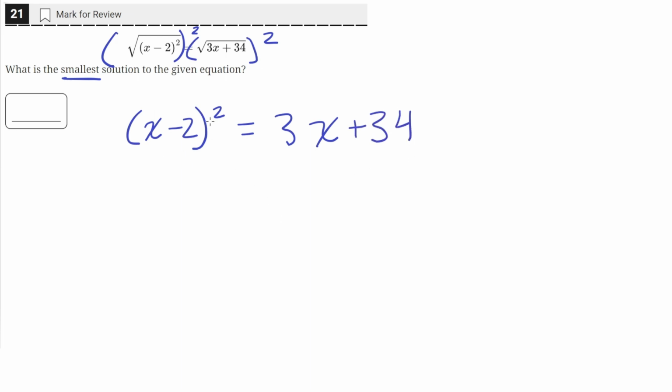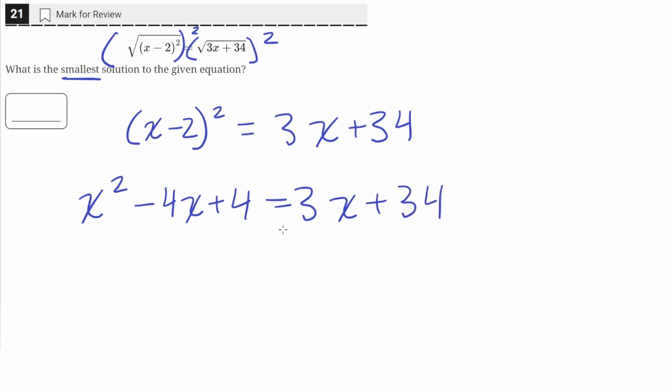Okay, so now let's expand out this squared term. We'll be left with x squared minus 4x plus 4, and then we'll have 3x plus 34 on the right. Let's move this 3x to the other side. We'll keep the x squared, we'll have negative 7x, and then let's move this 34 to the other side. We'll subtract 34 from both sides, so we'll be left with negative 30 equals 0.